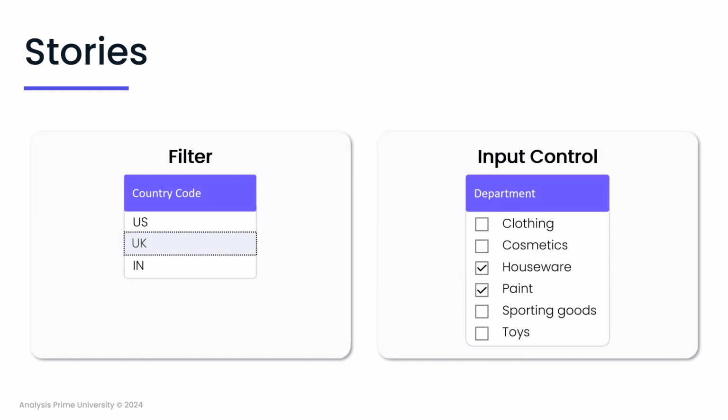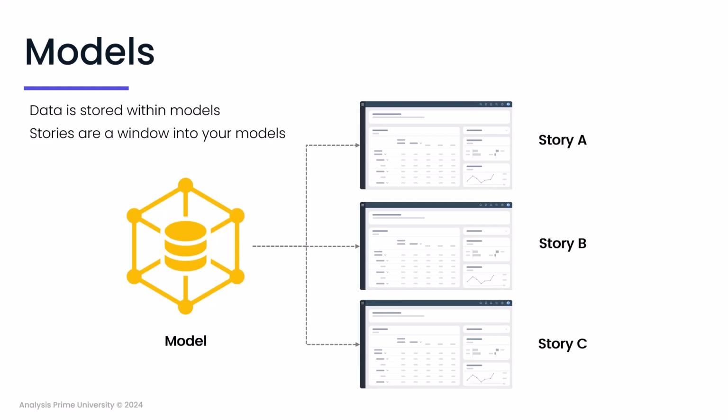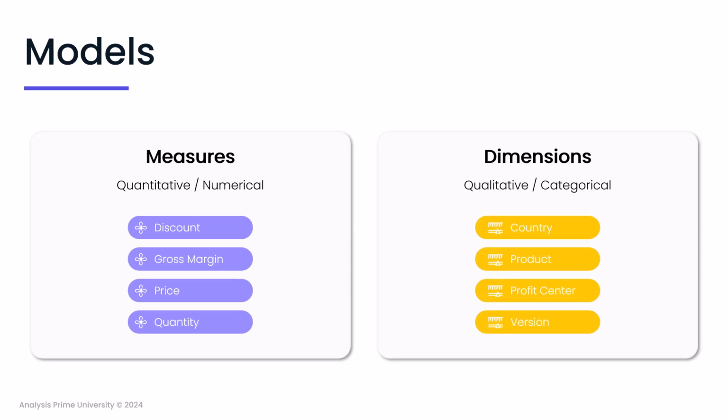Now to move on to our next big category of terms, where does the data in our stories come from? Well, that data comes from models. Our data comes from and lives in models. Our stories are just a window into that data, but again, the data itself lives in models. Models are made up of two primary components: measures, which represent numerical data, and dimensions, which represent categorical data.